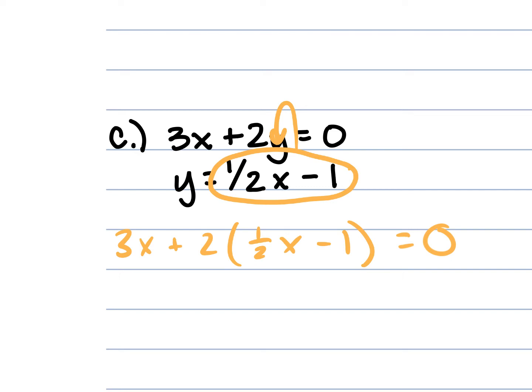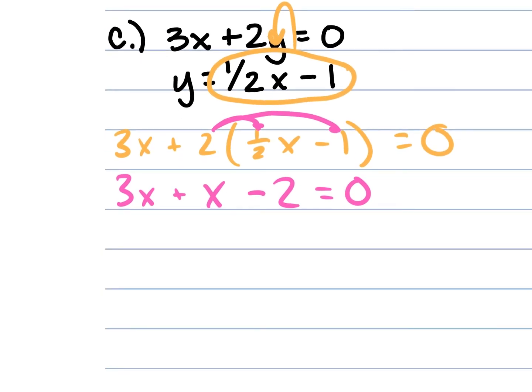So now I have an equation just with one variable, so I'm going to solve for x. What can I do to solve for x? Distribute. So I'm going to distribute that 2. So 3x plus, what is 2 times 1/2 x? Perfect, 1. So just 1x, or just x. And then 2 times negative 1, negative 2 is equal to 0.